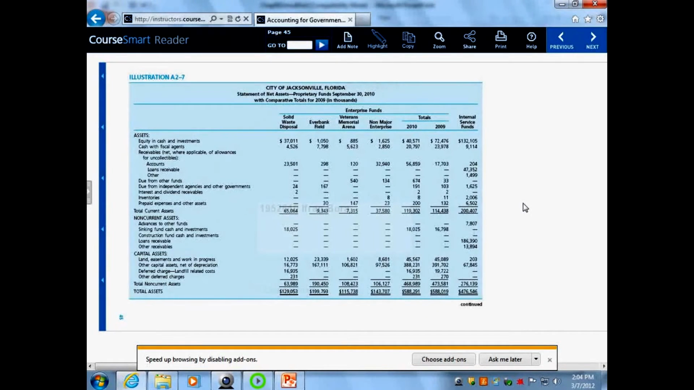And then they add it. Notice the internal service fund, even though it's shown here, it's not reflected in the total. I want you to just remember that, okay? It's shown here, but it's not. And we'll come to that, and I'll explain to you.